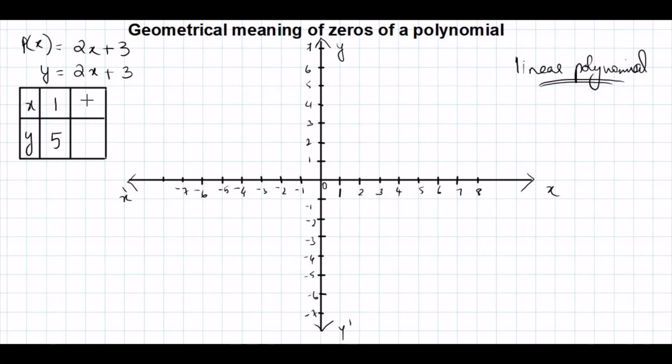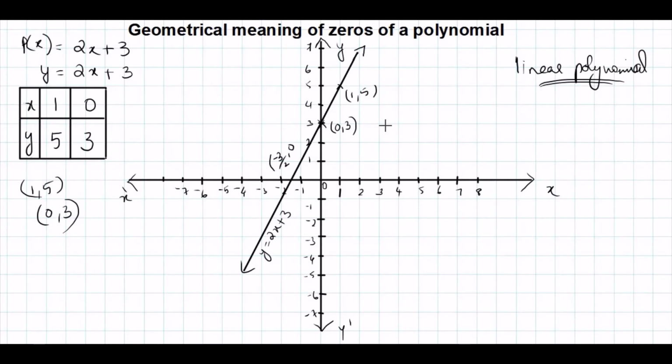And if you give 0, you get the value as 3. Plot these coordinates, that is (x, y), (1, 5) and (0, 3), to draw the graph for the linear polynomial. You can see the graph of y is equal to 2x plus 3 is a straight line.